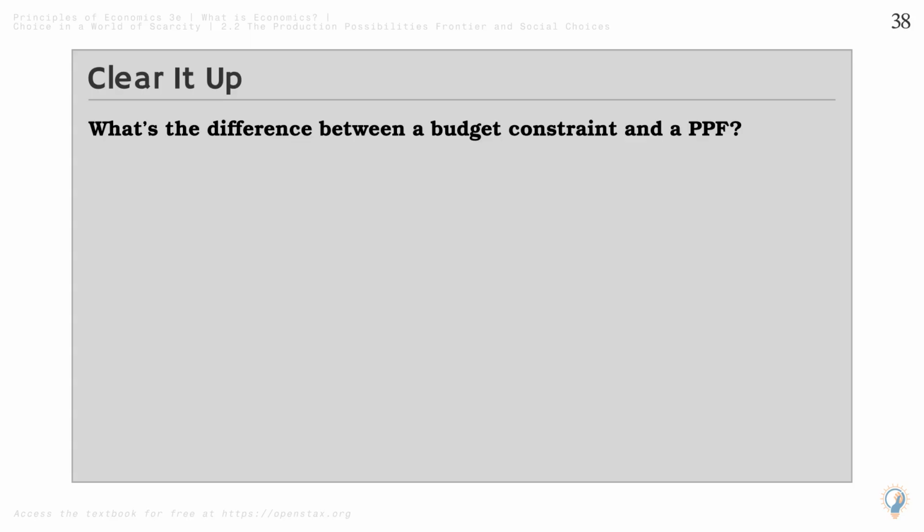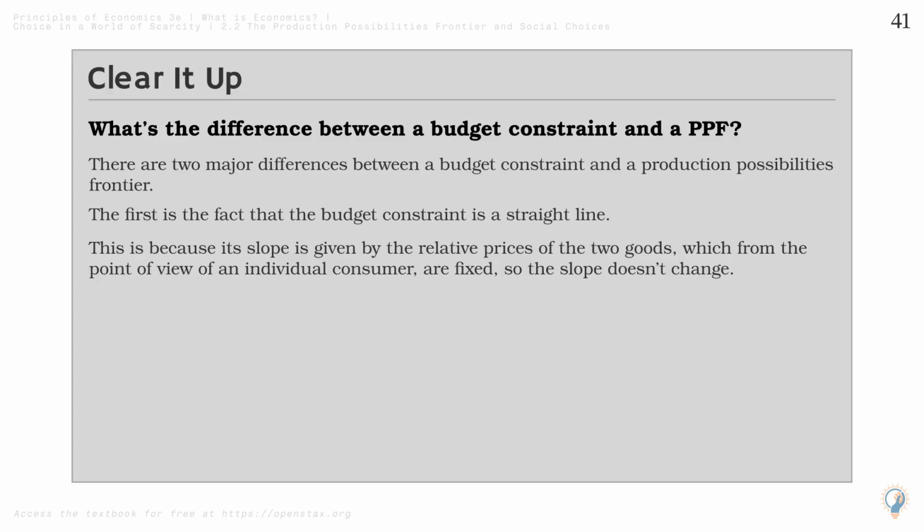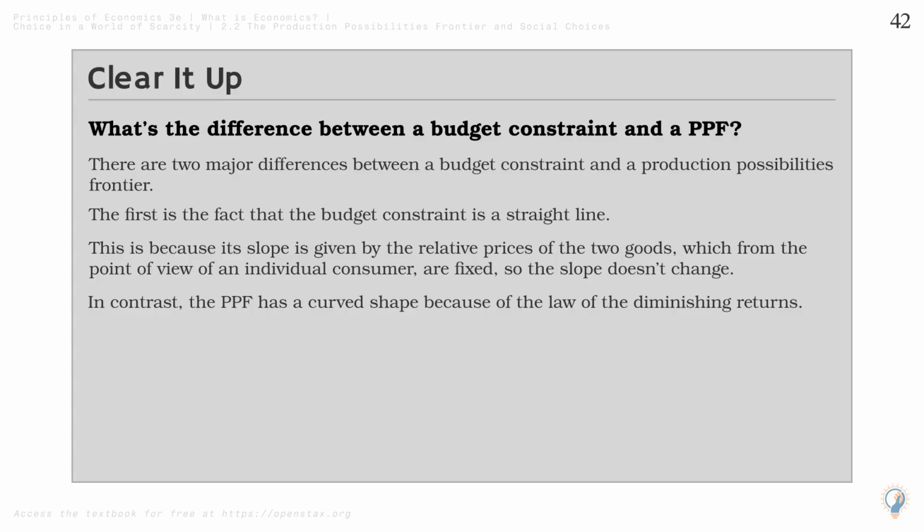Clear it up. What's the difference between a budget constraint and a PPF? There are two major differences between a budget constraint and a production possibilities frontier. The first is the fact that the budget constraint is a straight line. This is because its slope is given by the relative prices of the two goods, which from the point of view of an individual consumer, are fixed, so the slope doesn't change.